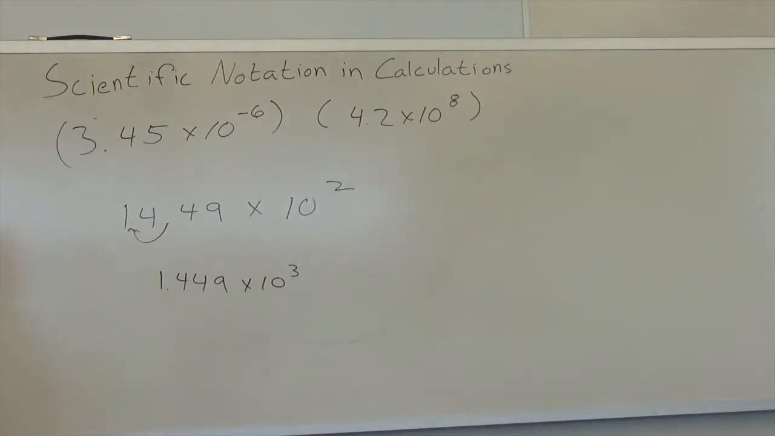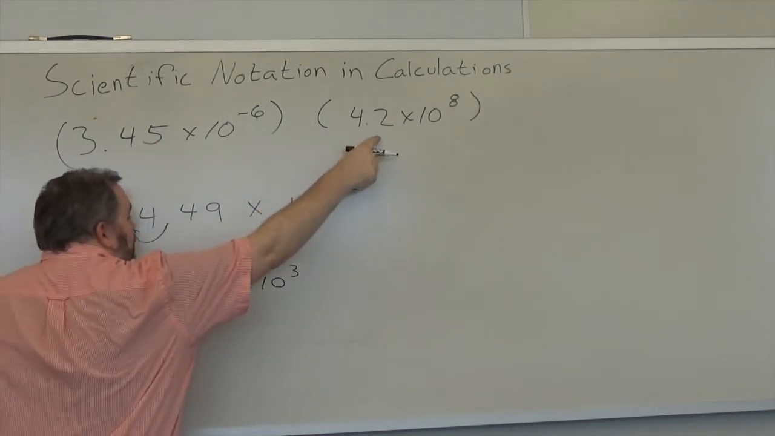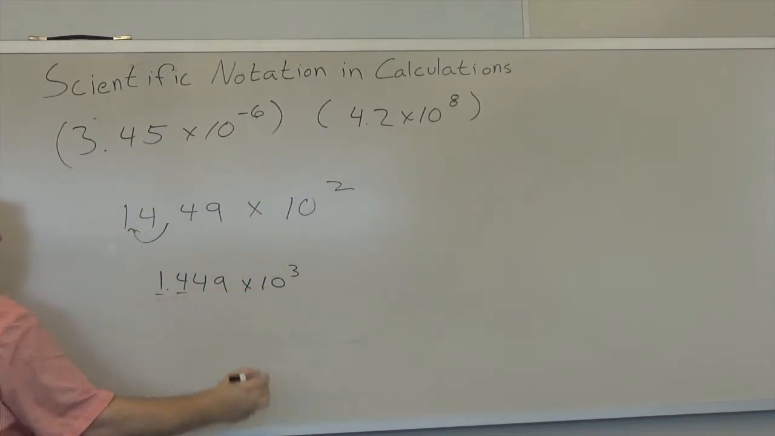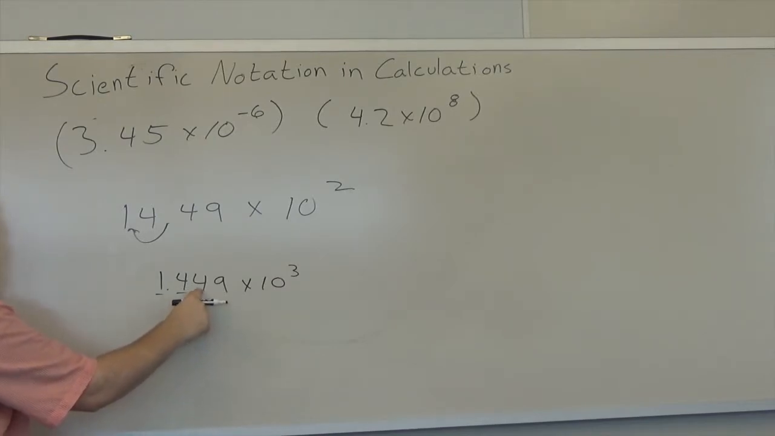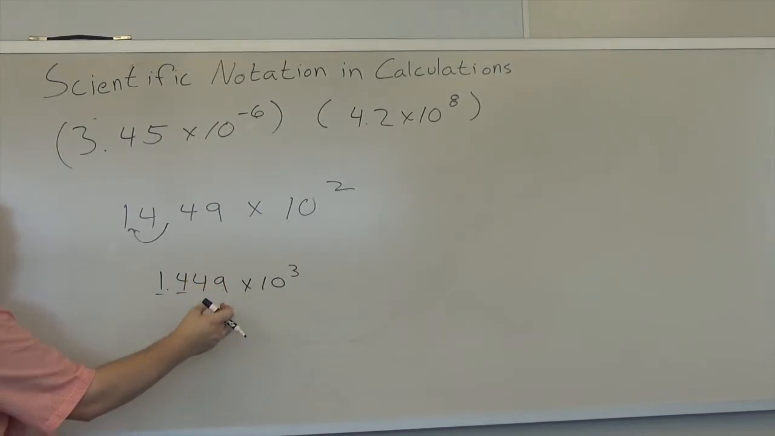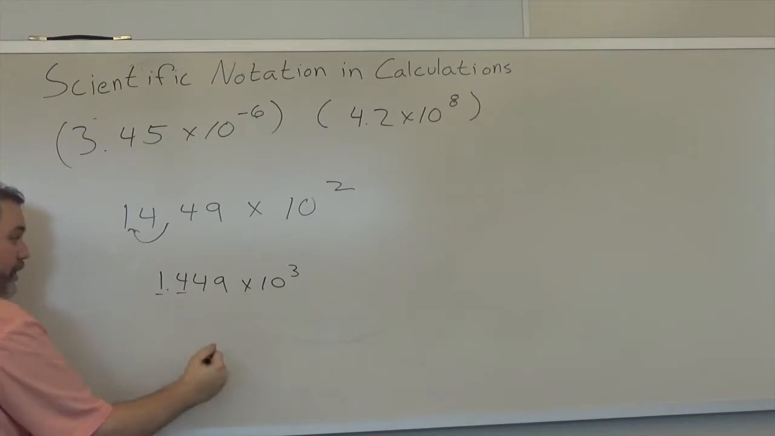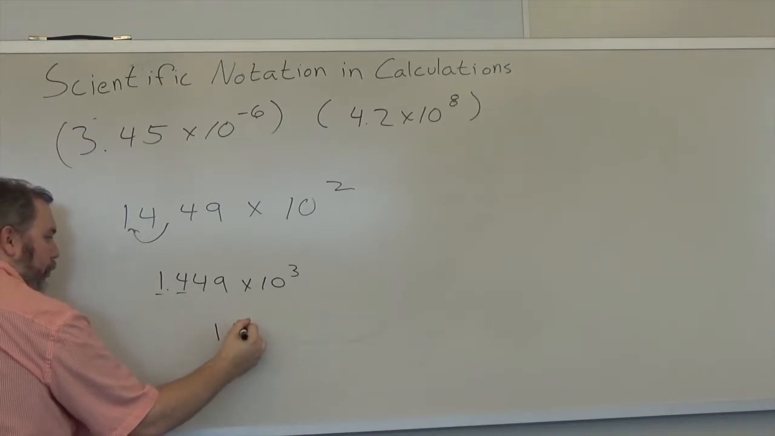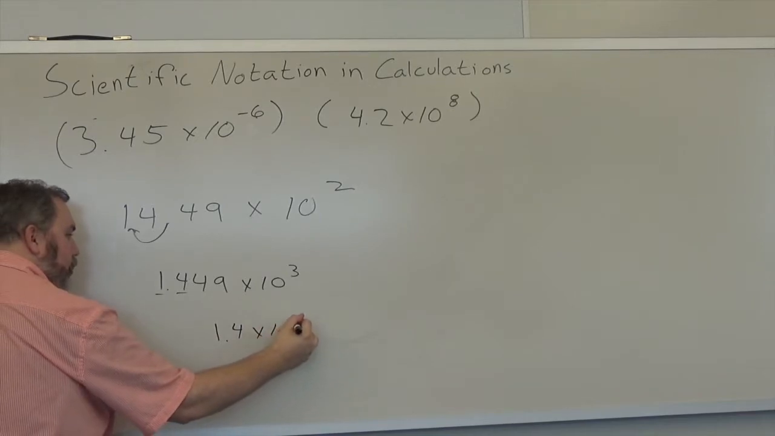Our accuracy states that we need to go to the least amount of significant digits. This has 1, 2, 3. This one has 2. So we're going to round to 2 sig figs. This 4 tells that 4 to stay the same. These two numbers become zeros, and we drop them. So it's 1.4 times 10 to the third.